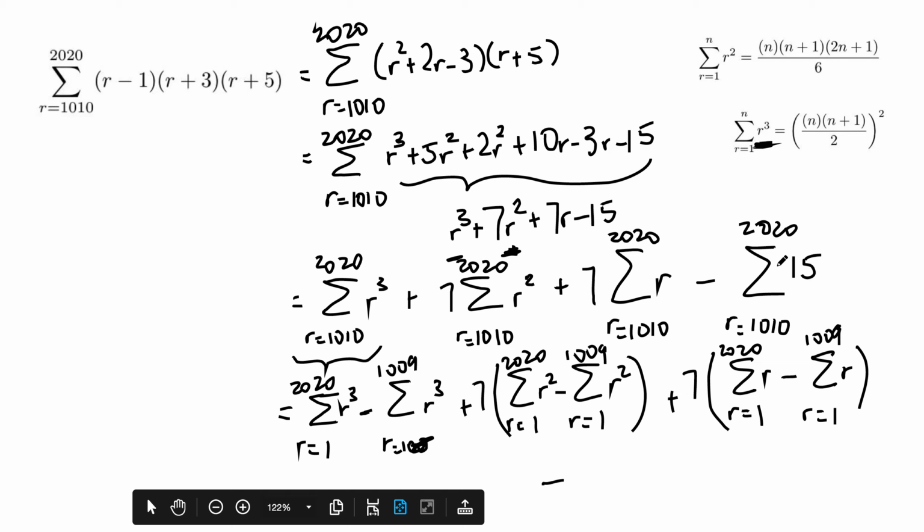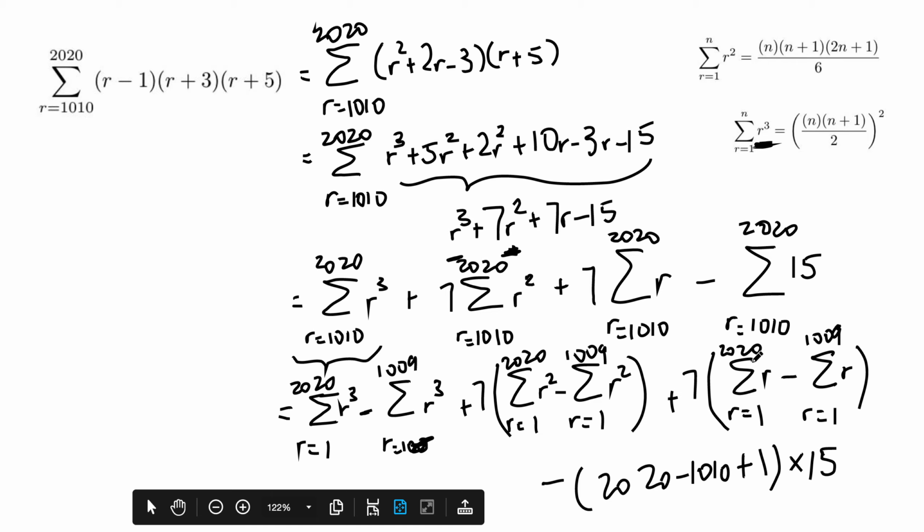Then the last one here, we are just adding the number 15 many times. How many times are we adding it? We are adding it 2020 minus 1010 plus 1 number of times. So this is actually our answer, and how do we work this out? We can use the cube formula from 1 all the way to n to find this term and this term, so these two terms are settled. As for these two terms, we can use the sum of the first n squares formula. Because these are all given, we can find the first 4 terms easily.